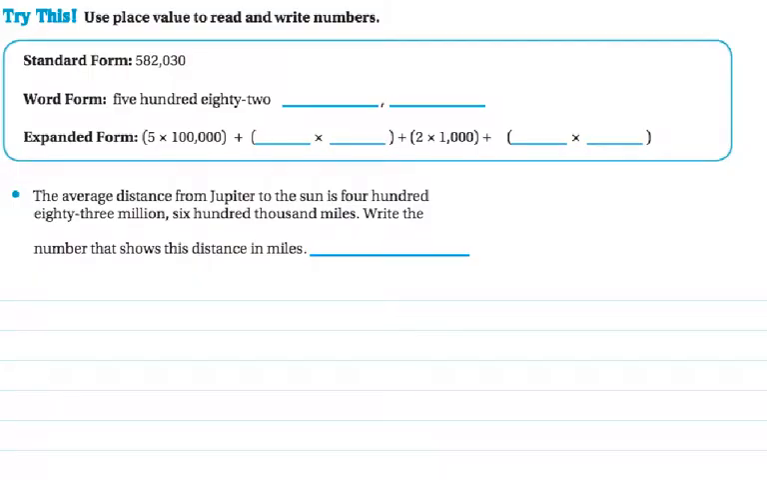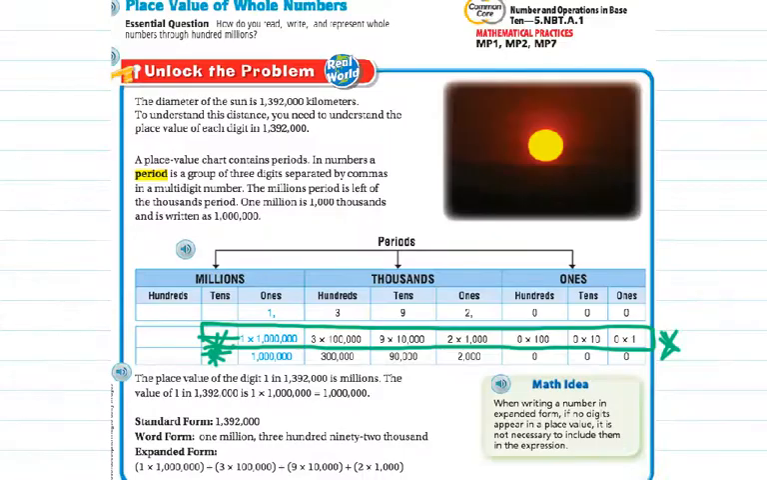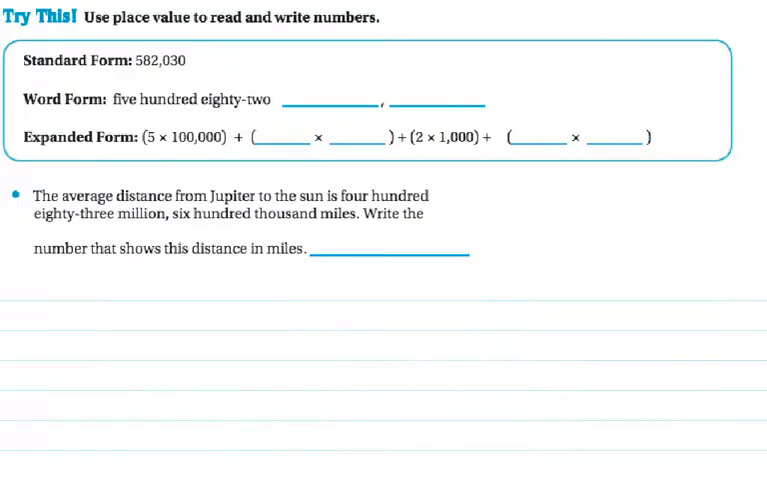So what we're going to do is we're going to try this. We're going to use place value to read and write the numbers. So the standard form of this number, we're actually going to pop it into our place value chart, which will help us a little bit more with understanding how to read it. So I'm going to go back and write this number in my place value chart. So what you'll see, students, is that I wrote my number 582,030 in the place value chart. It just makes it easier for me to read in that manner.